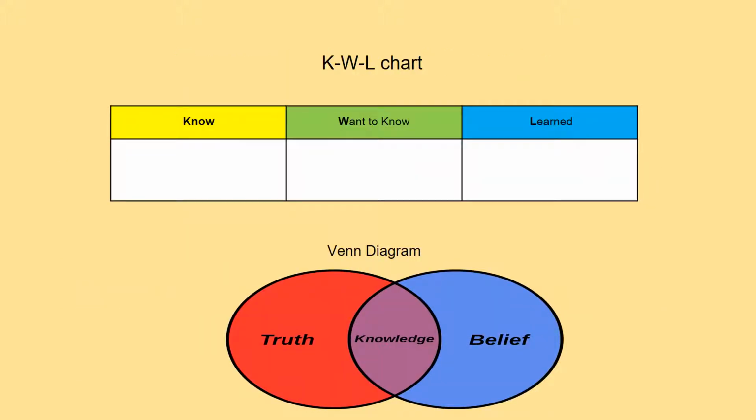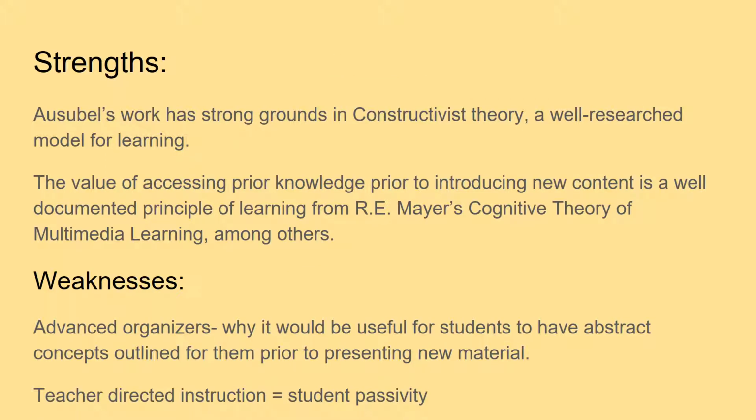Graphic organizers are used frequently in K-12 classrooms. Some common examples are the KWL chart to organize new information and the Venn diagram to help compare and contrast new information. Ausubel's work has strong grounds in constructivist theory, a well-researched model for learning.